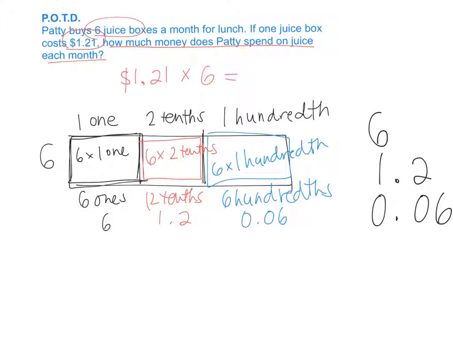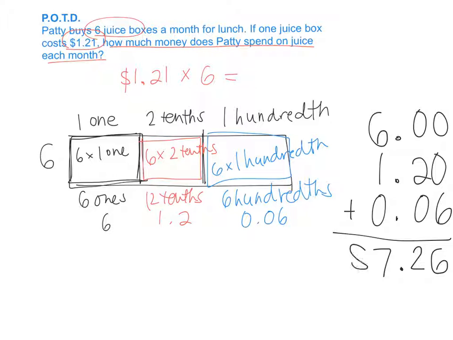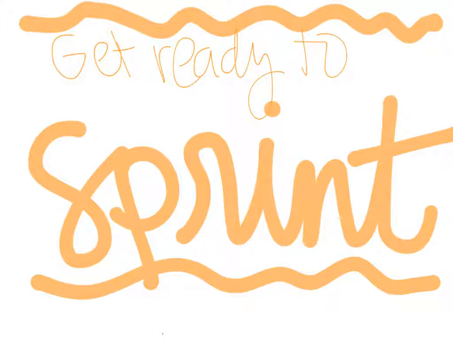So 6, 1.2, 0.06. Now am I ready to add? Nope. Well, I need to add a decimal point and some zeros, right? There we go. Now I'm ready to add. So 0 plus 6 hundredths is how many hundredths? 6. Okay. 0 plus 2 tenths plus 0 equals how many tenths? 6 ones plus 1 is? 7. So Patty will spend $7.26 each month on juice.